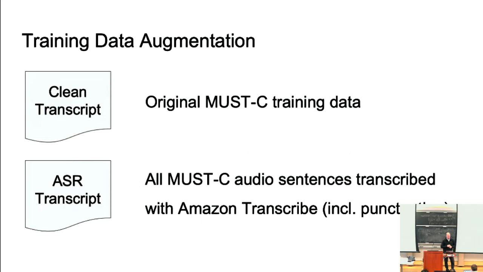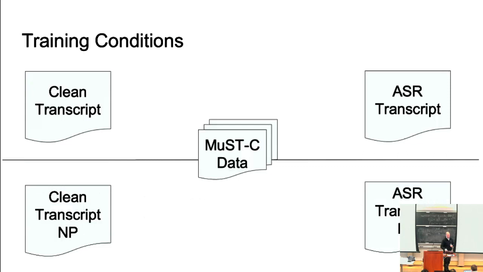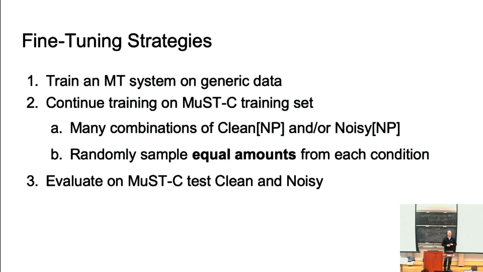So we have this artificial training data that we created. We transcribed all the 500 hours of TED Talks available so that we create real noisy data, and tried all the combinations between training with clean transcript with punctuation, without punctuation, and ASR transcript with punctuation, ASR transcript without punctuation. So the important concept here is that we do this adaptation by balancing clean and noisy data. The hypothesis is that this approach allows you to improve over noisy data without forgetting how to translate clean data well.